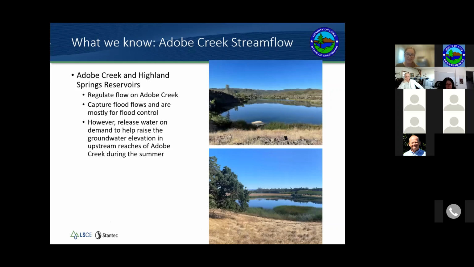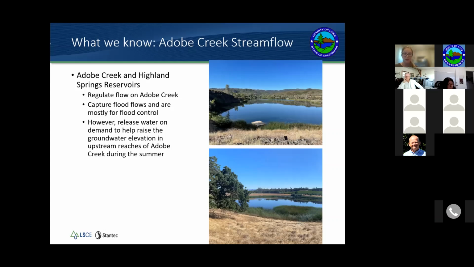But we also know that there are these reservoirs and they regulate flow on Adobe Creek. The Highland Springs and Adobe Creek reservoirs are primarily built for flood control purposes, but they have released water on demand to help raise groundwater elevations. And as Sarah and Bethany have told us, there is no real operation criteria of when these releases happen. It's more of well owners calling up the county and saying, my well levels are going lower and I'm having difficulty extracting water. Please release water from Adobe Creek and Highland Springs Reservoir.